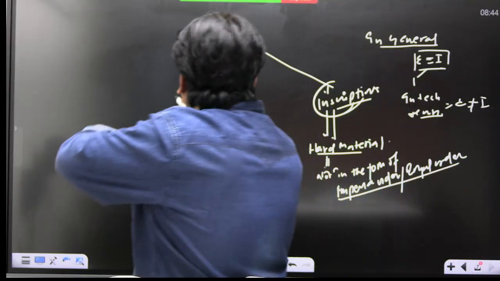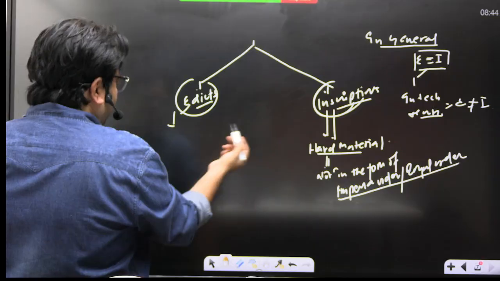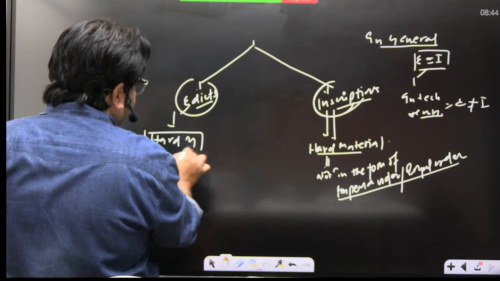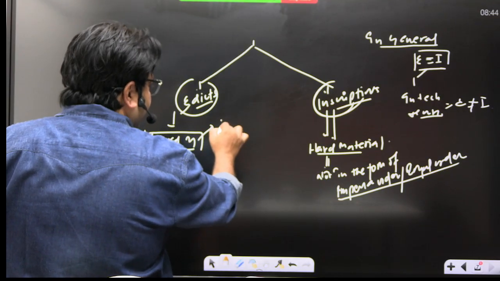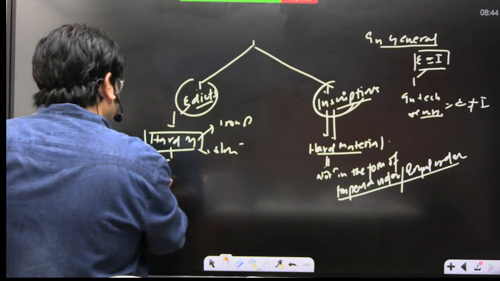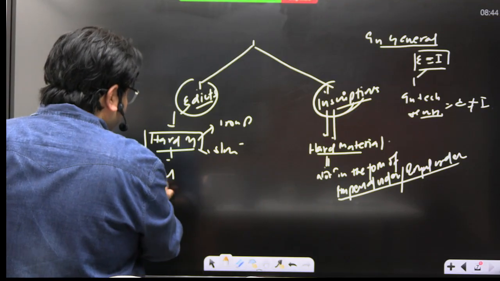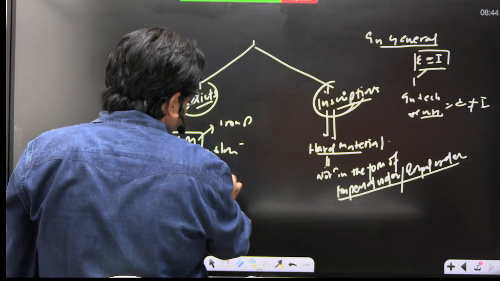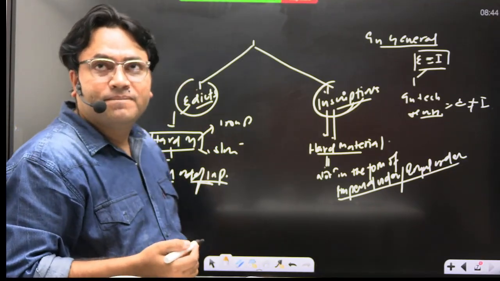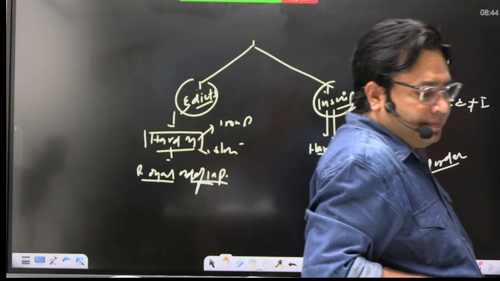Now, if something has been written on a hard material, it may be an iron pillar, it may be stone, right? And it is in the form of royal order or imperial order. So that will be called an edict. That will be called an edict.